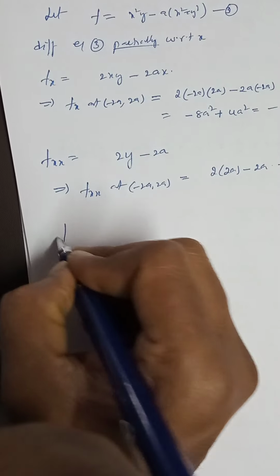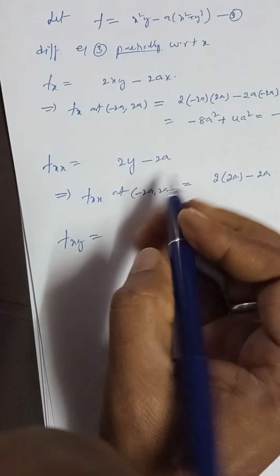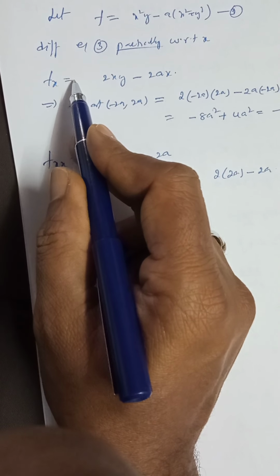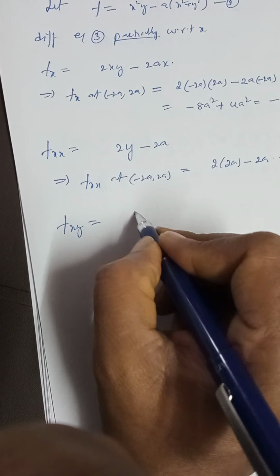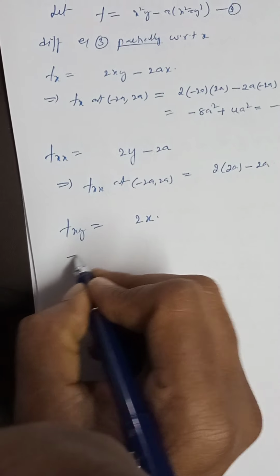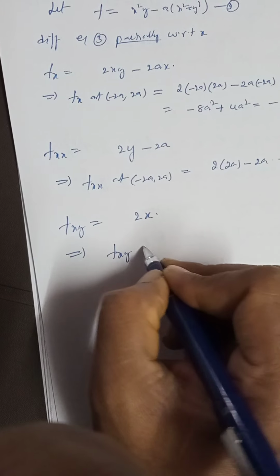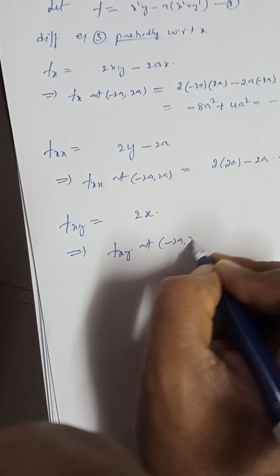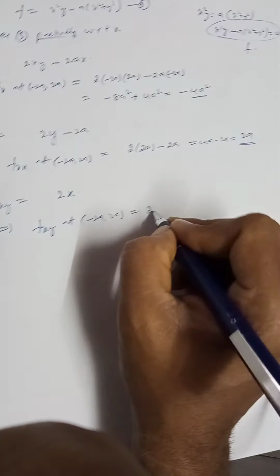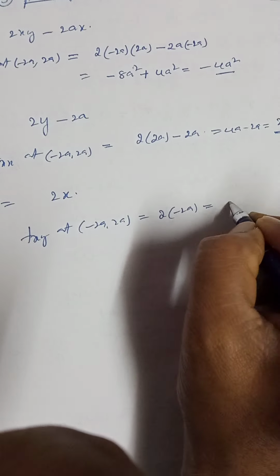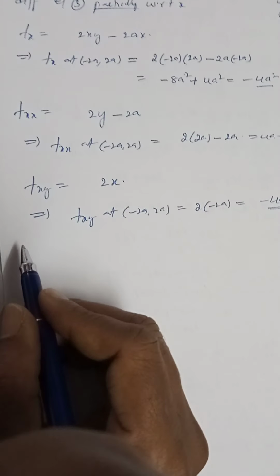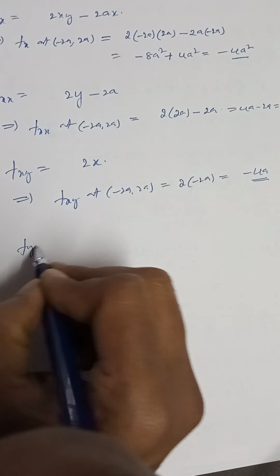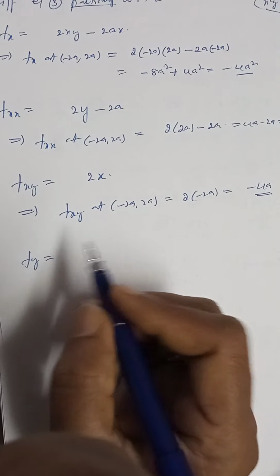Next I am finding fxy value, right? That means if you differentiate fx with respect to y partially, what you will get? See, that is 2x, right? That implies fxy at minus 2a comma 2a is equal to 2 into minus 2a, minus 4a, that is fxy value.